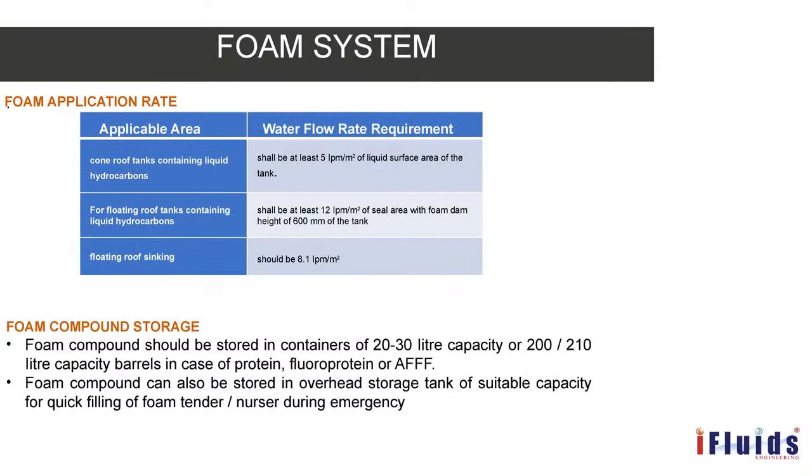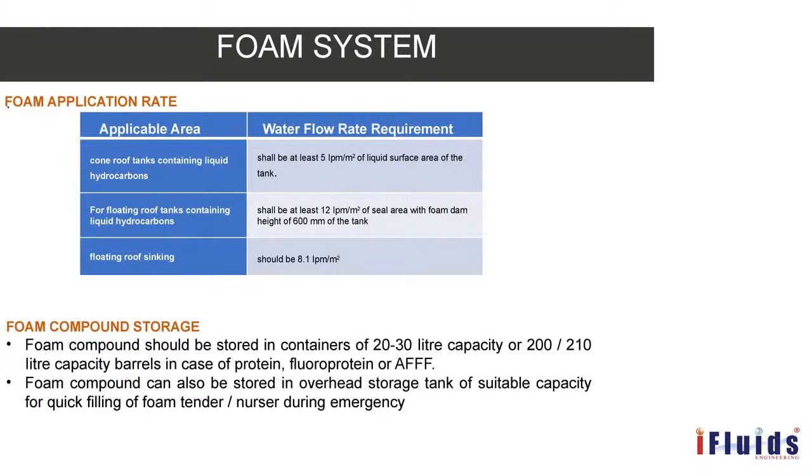With respect to the foam application rate, if it is a cone roof tank containing liquid hydrocarbon, then the foam application rate shall be at least 5 liters per minute per meter square of liquid surface area of the tank. If it is a floating roof tank containing liquid hydrocarbon, then it should be at least 12 liters per minute per meter square of seal area with a foam dam height of 600 of the tank. So this has to be ensured. If the floating roof sinking case is considered, then the flow rate requirement should be 8.1 liters per minute per meter square. These are the things majorly captured over here.